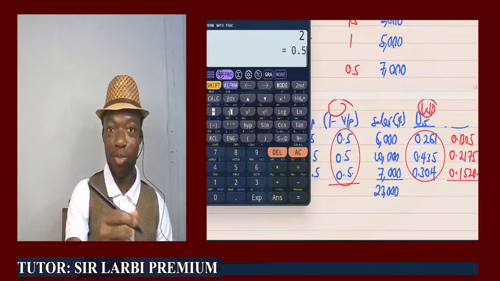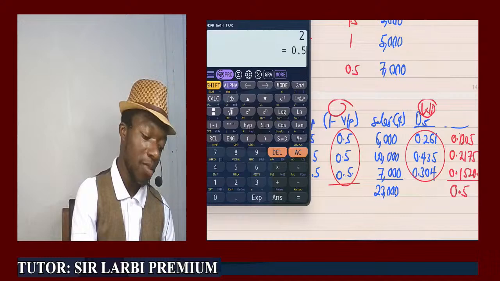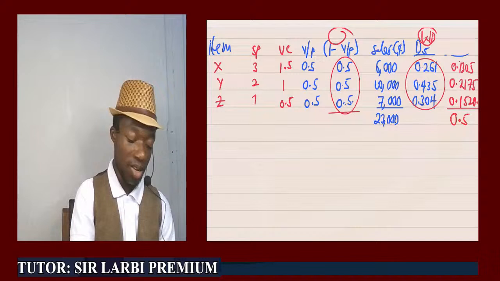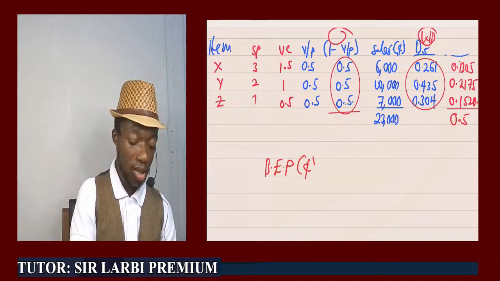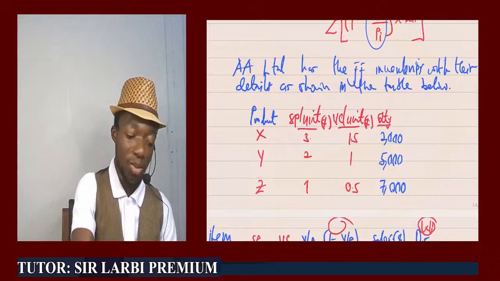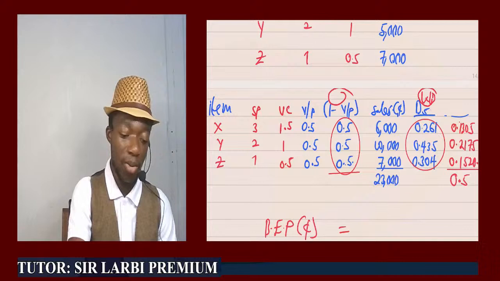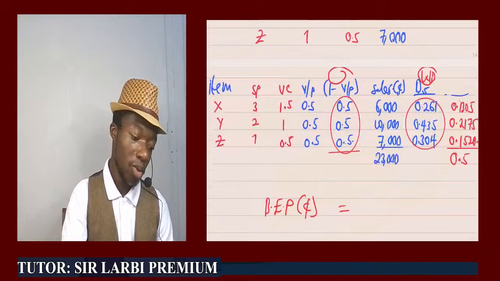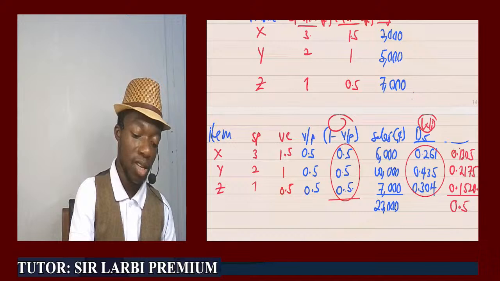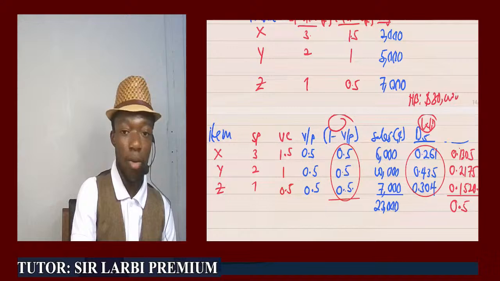So 0.5 is that. At the end of the day, to find our break-even point in CD for multiple break-even, the break-even point per the formula should be equal to the fixed cost divided by the summation of 1 minus VI divided by PI, multiplied by the weight. This is the weight that we calculated as the decimal weight of the sales. Were we given a fixed cost? Oh no, so let me add in the fixed cost. Our fixed cost is 30,000 per annum.